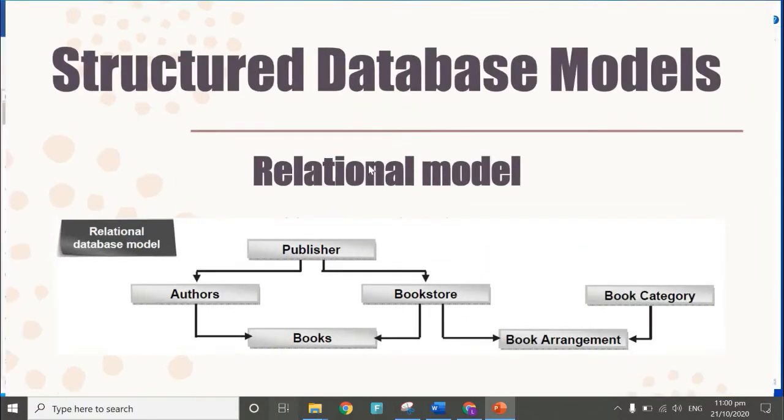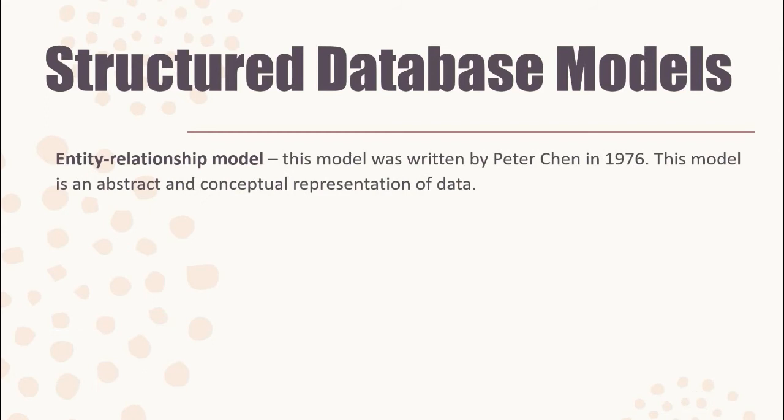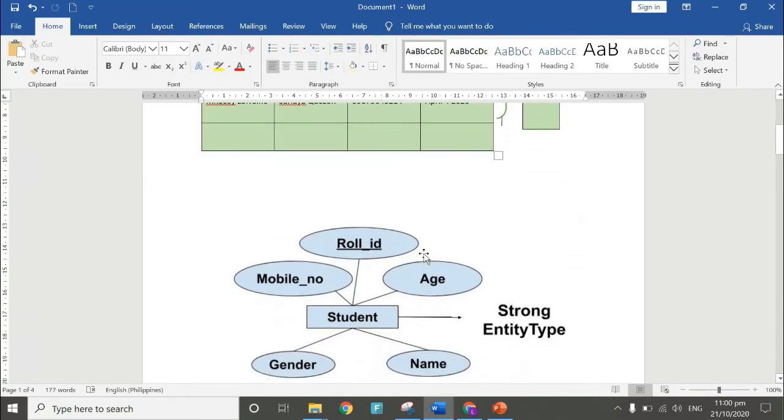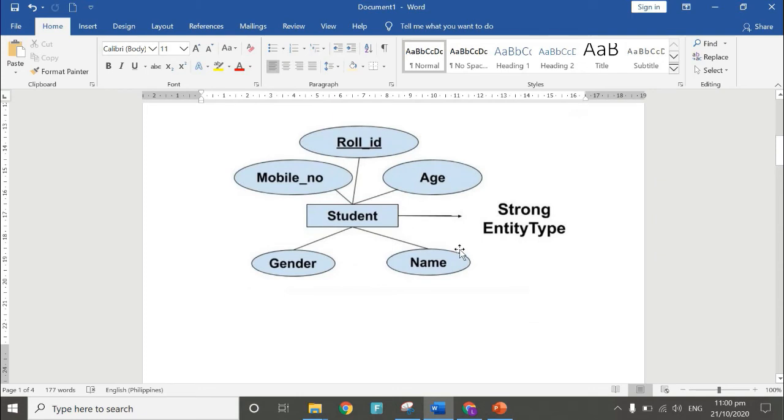The next one is the entity relationship model. This model was written by Peter Chen in 1976. This model is an abstract and conceptual representation of data. So, kung ilalagay naman daw natin sa table, sa entity relationship model, paano natin makikita si abstract at si conceptual? Okay, let us have this table. Okay, this one is an example of an entity relationship model. Okay, wala pa siya sa table. So, naka-graphics pa lang siya.